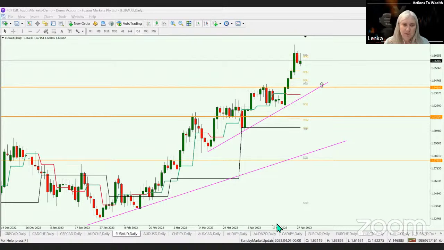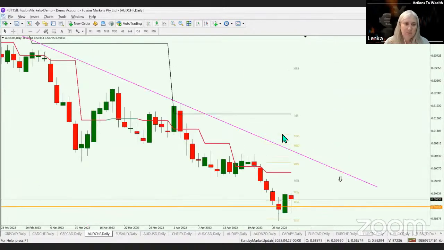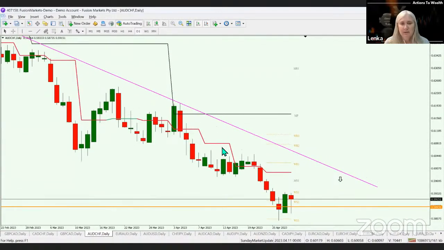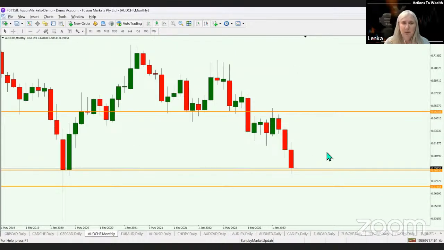Okay, let's see. Next one I'm going to have a look at is AUD-CHF. And this one I'm looking for short opportunities. Now, at the moment, a lot of the currency pairs are quite extended. So a lot of them really do need a bit of a pullback, which may take a few days, if not, maybe even weeks. So we need to be patient and just see what happens.